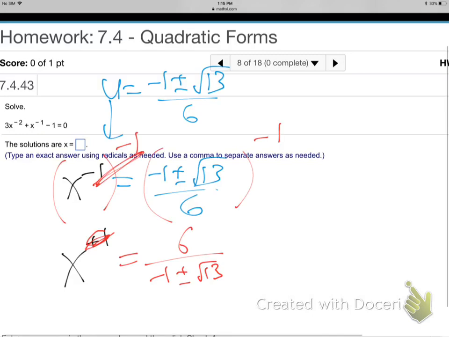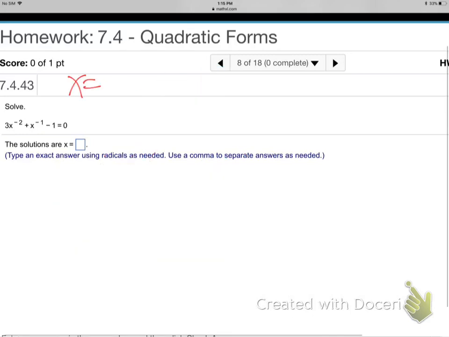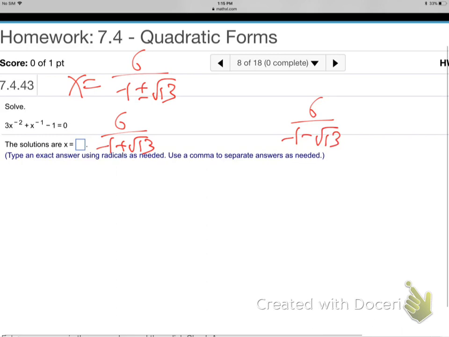These are long. So 6 over negative 1 plus or minus root 13. So let's break that into two separate answers: 6 over negative 1 plus root 13 and 6 over negative 1 minus root 13, right? The two options, the plus root 13, the minus root 13. Two separate x answers. You with me?